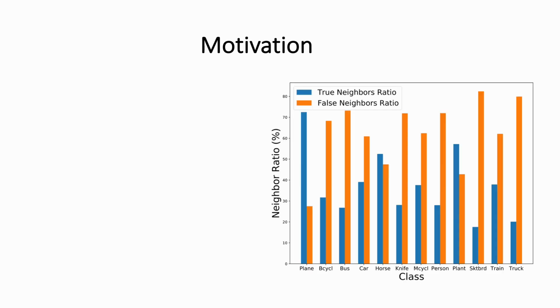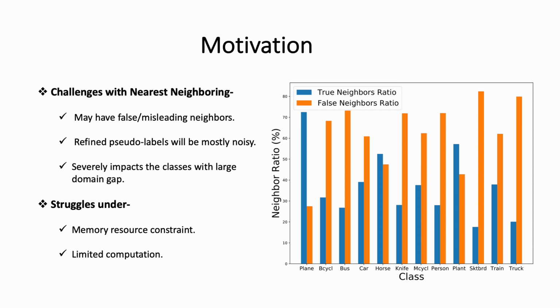Now the challenge with the nearest neighboring technique and memory bank is that the neighbors can be misleading based on the domain gap between the target and the source domain data. Since we are calculating the pseudo label based on the nearest neighbors' predictions, the refined pseudo labels will be mostly noisy, and this will severely impact the classes with large domain gap. As we can see in the picture, for classes like skateboard or truck, there is a large number of neighbors that are misleading or noisy. Also, this method struggles under memory resource constraints and limited computation.